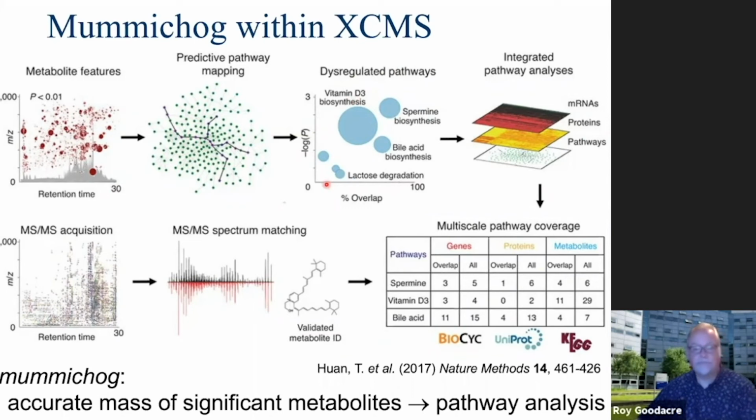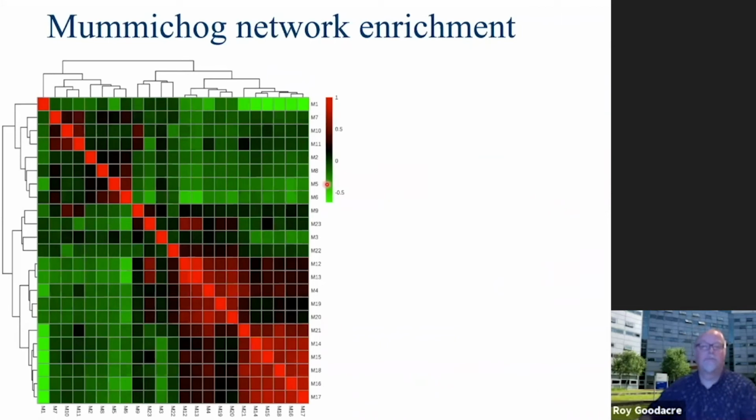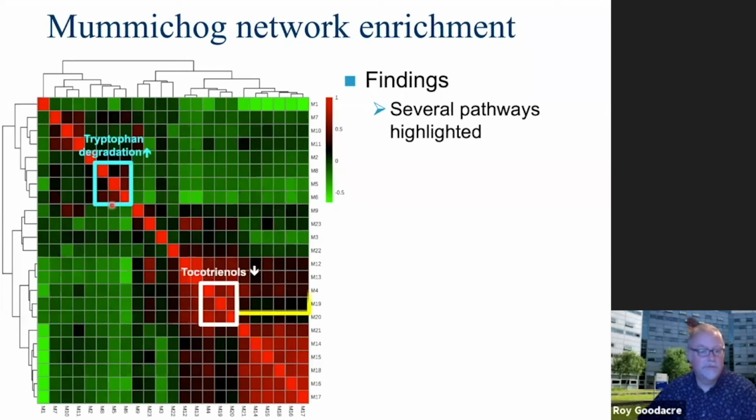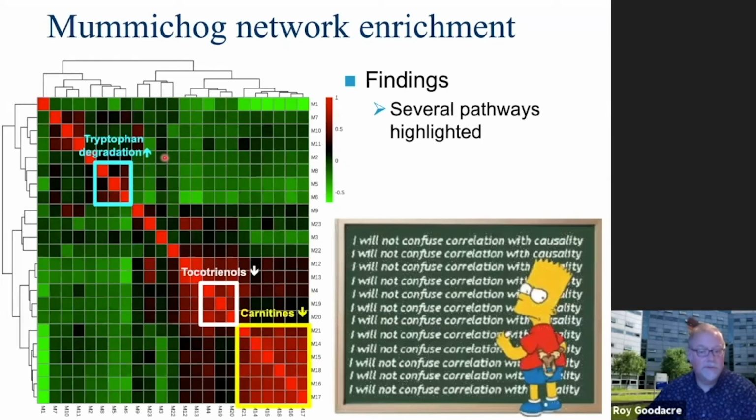Okay, so we did that for pathway analysis, and this was one of the mini networks that came out of our enrichment. These are things that are positively correlated in red and negatively correlated in green, and the pathways we saw, for example, were tryptophan degradation increased, vitamin E decreased, and carnitines and acyl carnitines decreased, and you can see very good correlations within those.